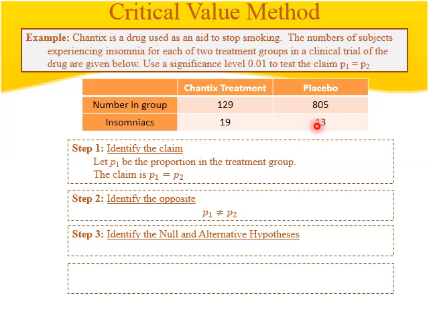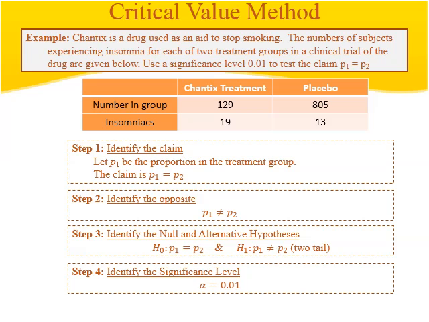Let's identify the null and alternative hypothesis. The null hypothesis will be the one with the equal sign. The alternative will be the other one. So again, we're dealing with a two-tailed test in this case. The significance level in this case, though, is going to be 0.01.